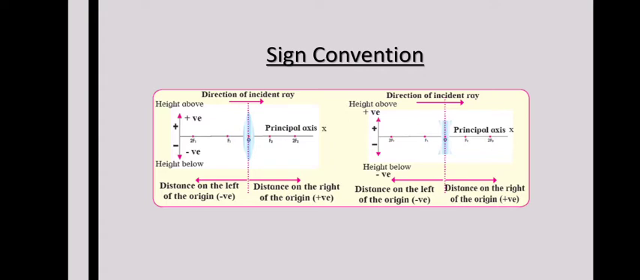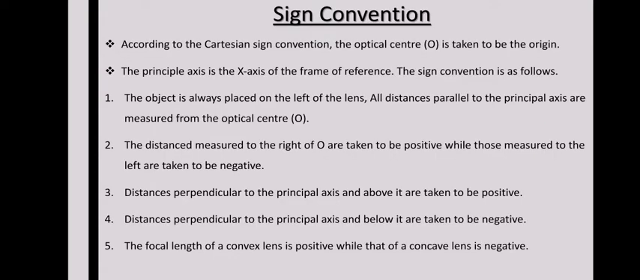So these are called Cartesian sign conventions. One sign convention is for the convex lens, another is for the concave lens. I hope both the sign conventions are clear to you. What value you will write for each of the lenses, convex as well as concave. Followed, students?